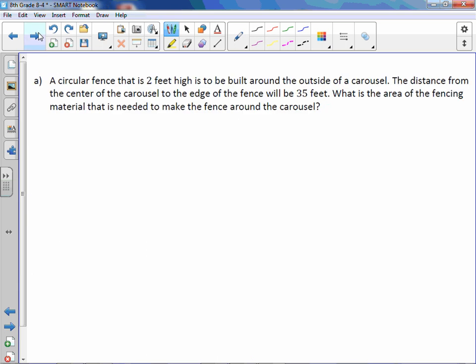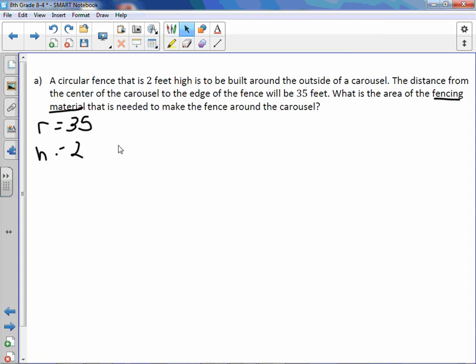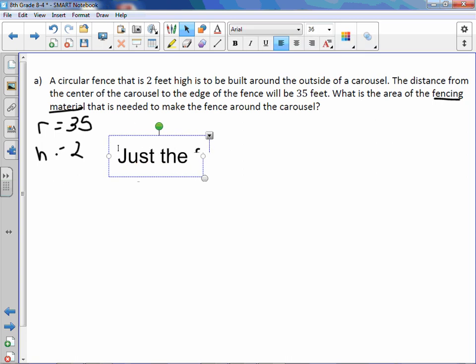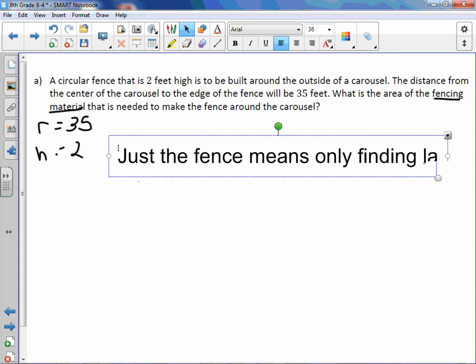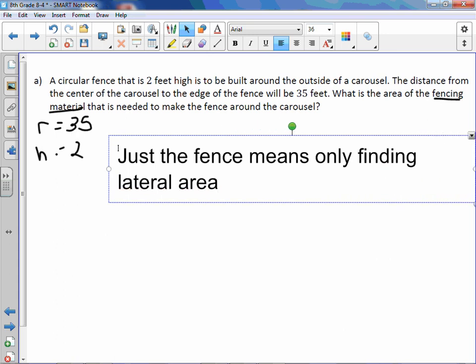The circular fence that is 2 feet high is to be built around the outside of a carousel. The distance from the center of the carousel to the edge of the fence will be 35 feet. So I know the radius is 35 and the height is 2 feet. What is the area of the fencing material that is needed to make the fence around the carousel? Here you are just talking about the fence. So because you want just the fence, that means you're only finding lateral area. You're only finding the area of the side of this cylindrical shape.